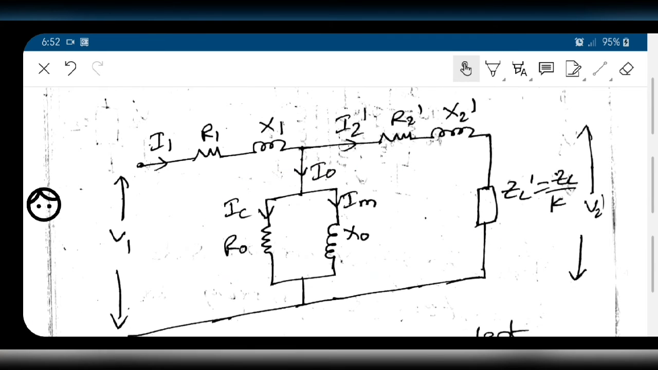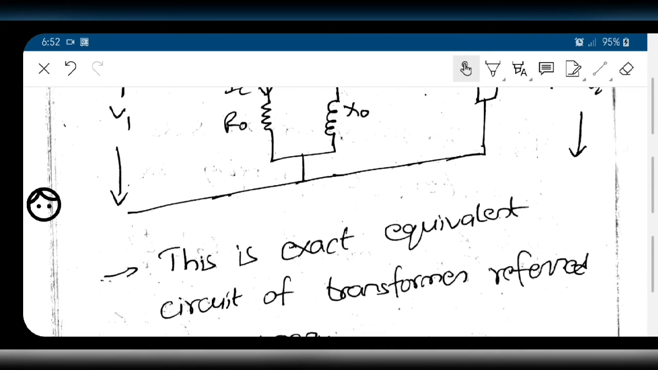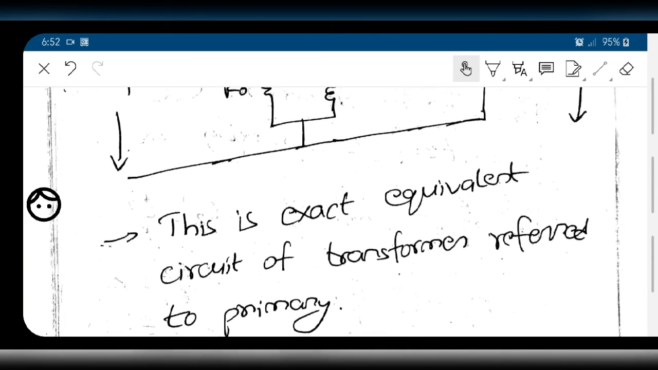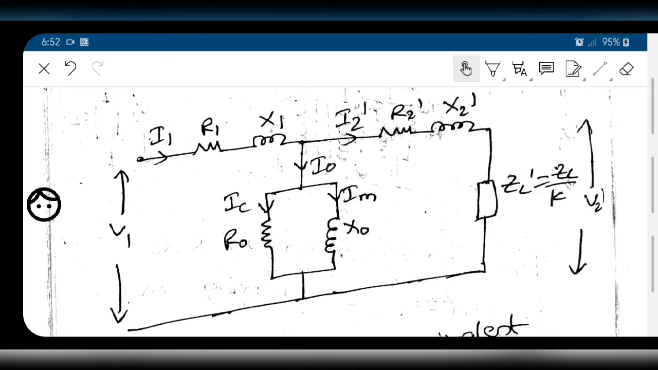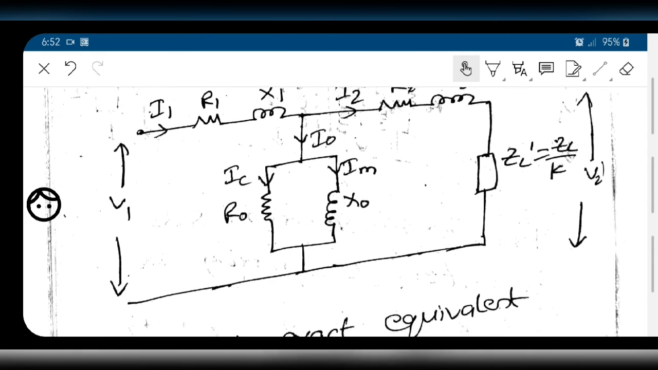This is called the exact equivalent circuit of transformer. The circuit shown on the page is called the exact equivalent circuit of transformer referred to primary, because all the parameters are referred to the primary side.